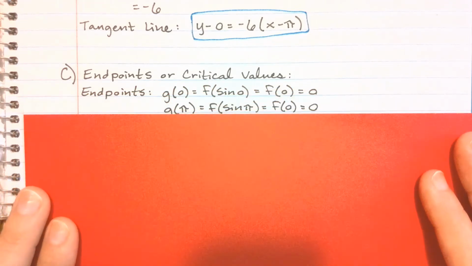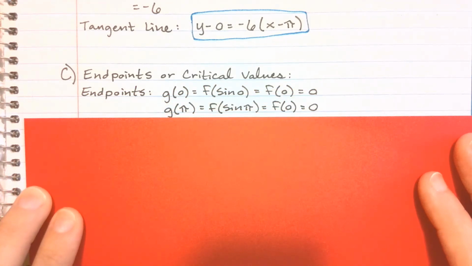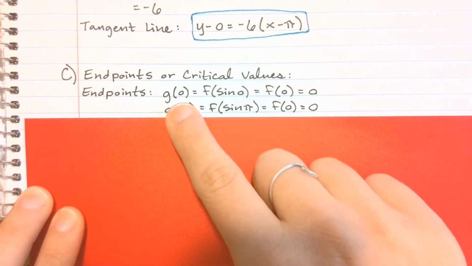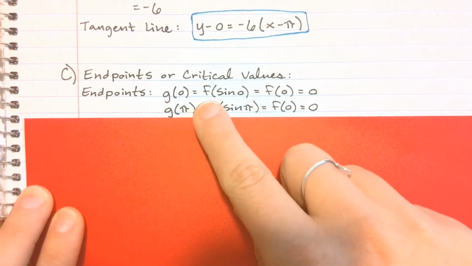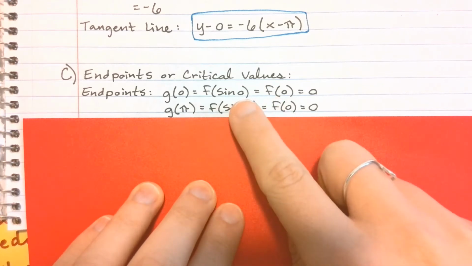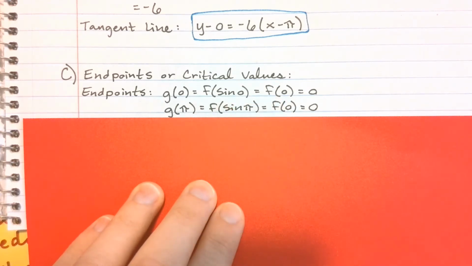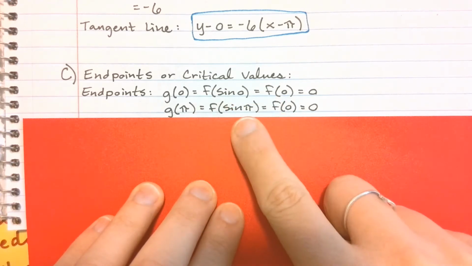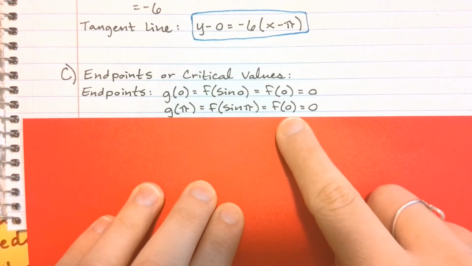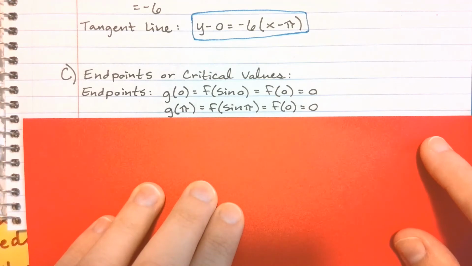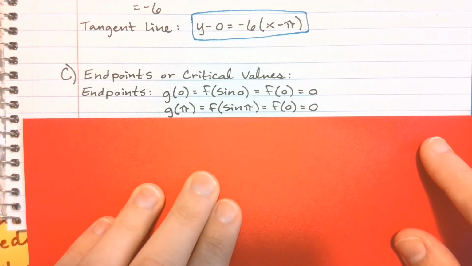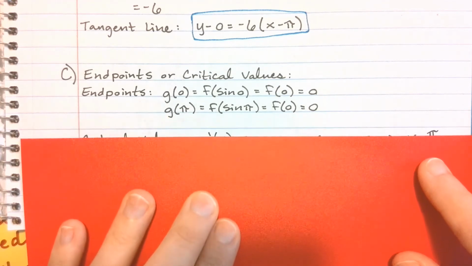When I test the endpoints, they both end up being 0. And remember that g of x is defined by f of sine of x. So if we have f of sine of 0, we're looking at that integral from 0 to 0. Same thing happens with sine of pi. We're looking at that integral from 0 to 0. So either of those values end up being 0. So this is a pretty good argument for our critical value being the max.